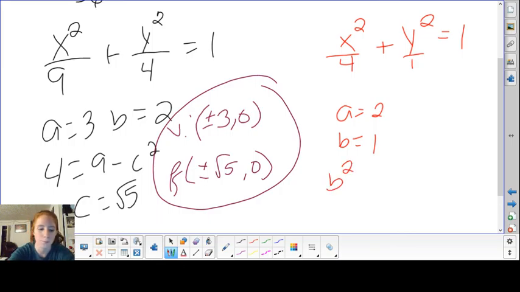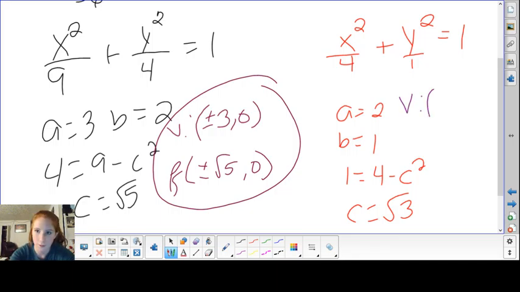And B squared, which is 1, is equal to 4 minus C squared. So I guess C is equal to the square root of 3. My vertex is at plus or minus 2, because again, we're in the X value. And the foci is at plus or minus the square root of 3, 0.